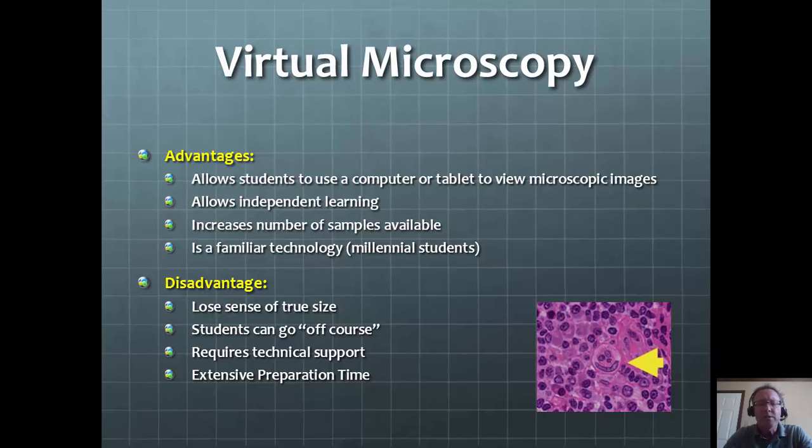There are, however, some disadvantages to virtual microscopy. One loses a sense of perspective and the true size of what you're looking at. Students can sometimes go off course in the sense that they may think they are just looking at a particular tissue or cell type and lose the focus of what the education exercise is attempting to get across. It does require technical support, and although not necessarily a specific disadvantage, it is important to note that this type of training requires extensive preparation time.